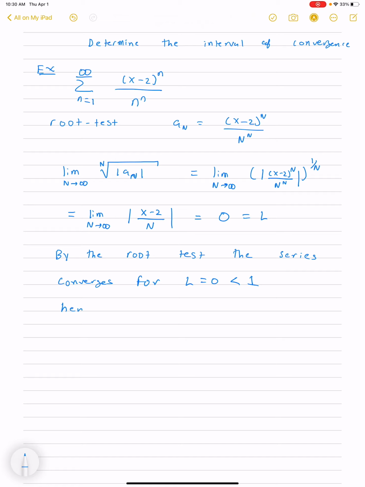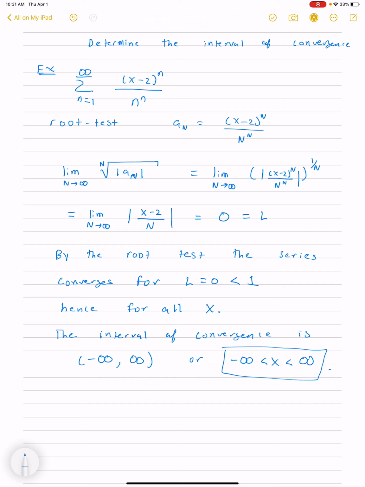Hence, for all x, the interval of convergence is minus infinity to infinity, every single value of x. Minus infinity less than x less than infinity. So there's our interval of convergence. It converges for every single value of x.